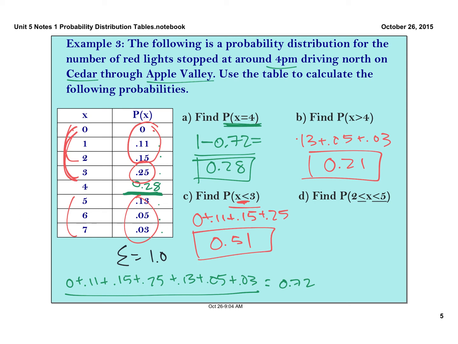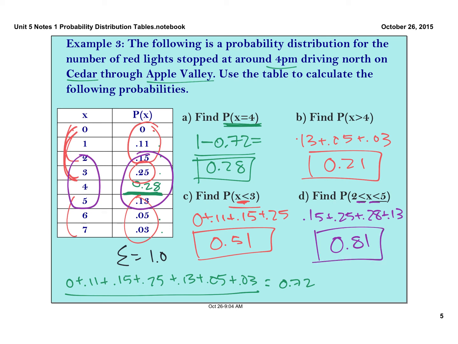And then between 2 and 5, inclusive means I want the 2 and the 5. So I want these 4. This is where the bulk of your data is. You can see that that's where your higher probabilities are. So this should be a pretty high number. 0.15 plus 0.25 plus 0.28 plus 0.13. Let's add those up. I get 0.81 there.